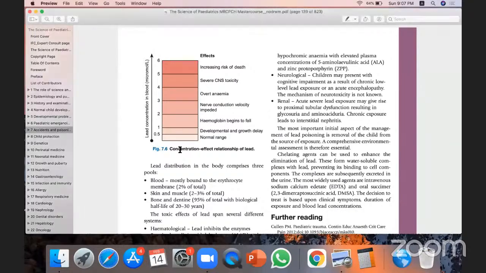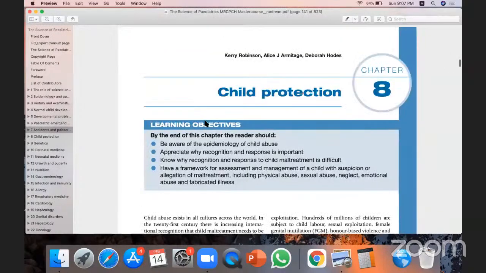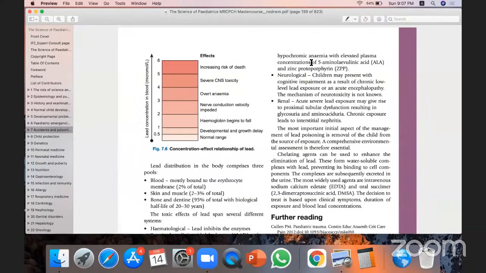This chart is important: concentration and effect relationship with lead. Lead distribution in the body includes skin and muscle. Hematologically there is enzyme inhibition, and there are neurological and renal effects. Lead can cause interstitial nephritis and aminoaciduria. Chelating agents like EDTA, ethylenediaminetetraacetate, and DMSA, 2,3-dimercaptosuccinic acid, are the treatment for lead poisoning.